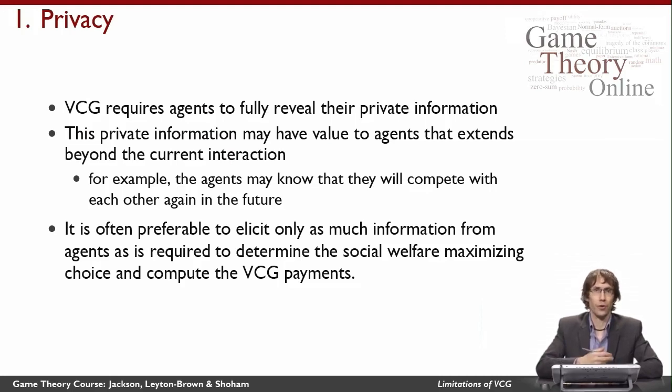So if that's true, the agents might prefer a mechanism in which only as much information is disclosed as is required to actually compute the social welfare maximizing choice and the VCG payments. This is often possible, and VCG requires revealing more than that. So in such cases, VCG wouldn't be a good choice of mechanism.